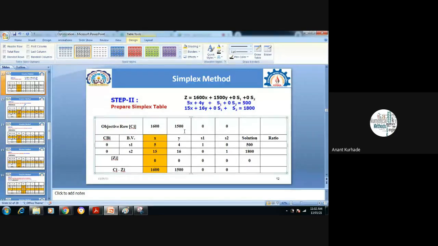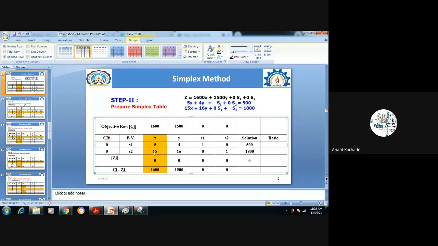That's why I am asking at each and every step. Any doubt? Please ask. Any doubt how to find the key column? Just check the objective function, whether it is maximize or minimize. It is maximization, so find the maximum value of Cj minus Zj. 1600 is the maximum value, so you can assign this first column, the yellow one, as the key column.